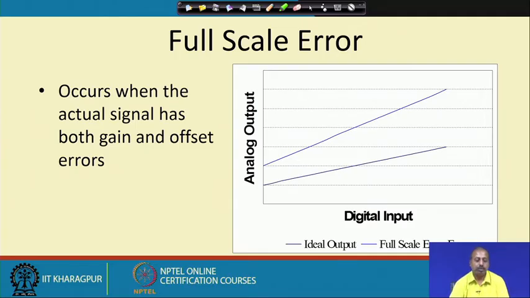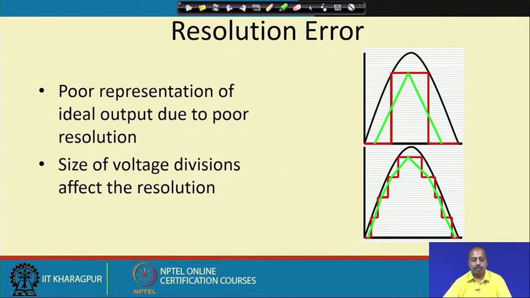And full scale error. This is when the output has both gain and offset errors. If there is only a gain error, it will follow a similar pattern like this, but here you see that the gain is also changing and the offset is also changing. So, none of them are fixed. As a result, you get both gain and offset error. This is known as full scale error. So, this is the ideal output and this is the full scale error output. We definitely would like to have a DAC where this full scale error is minimum. Then there is resolution error.